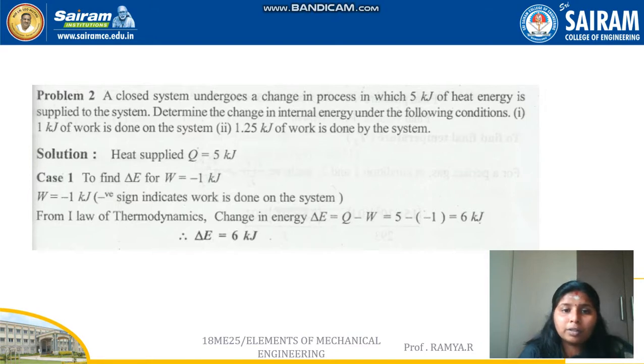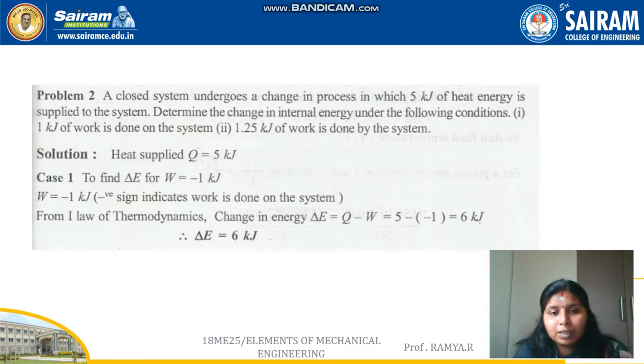Here, in a closed system, 5 kilojoule of heat energy is given to the system. Given to the system means heat is positive, and we need to calculate for 1 kilojoule of work done on the system. We are giving work to the system, which means it is negative. So work will be negative and heat supplied will be positive, and the formula is delta E equals Q minus W. When we substitute the values for Q and W, we get the change in energy as 6 kilojoule, which means there is a gain in energy.